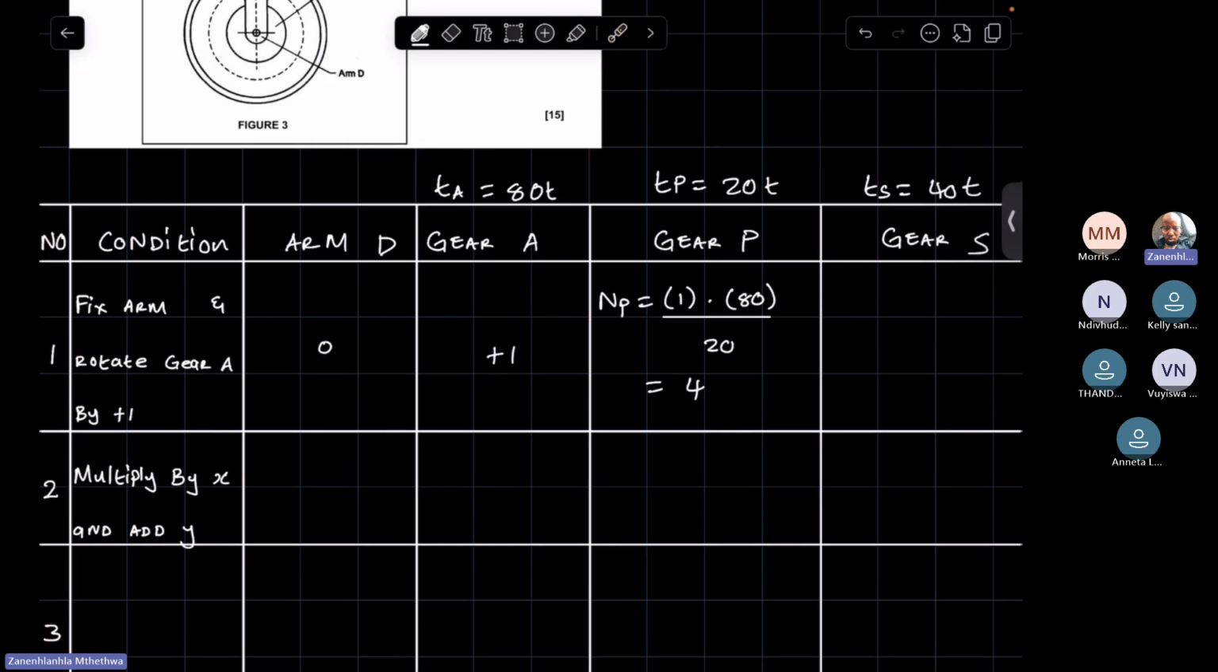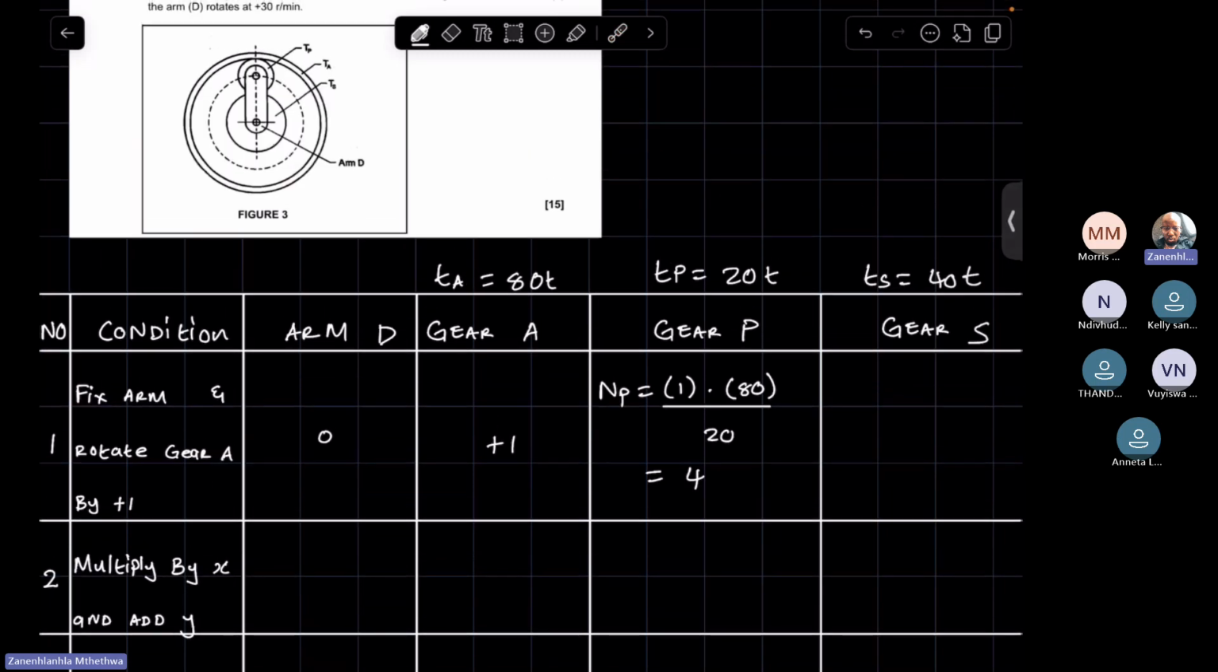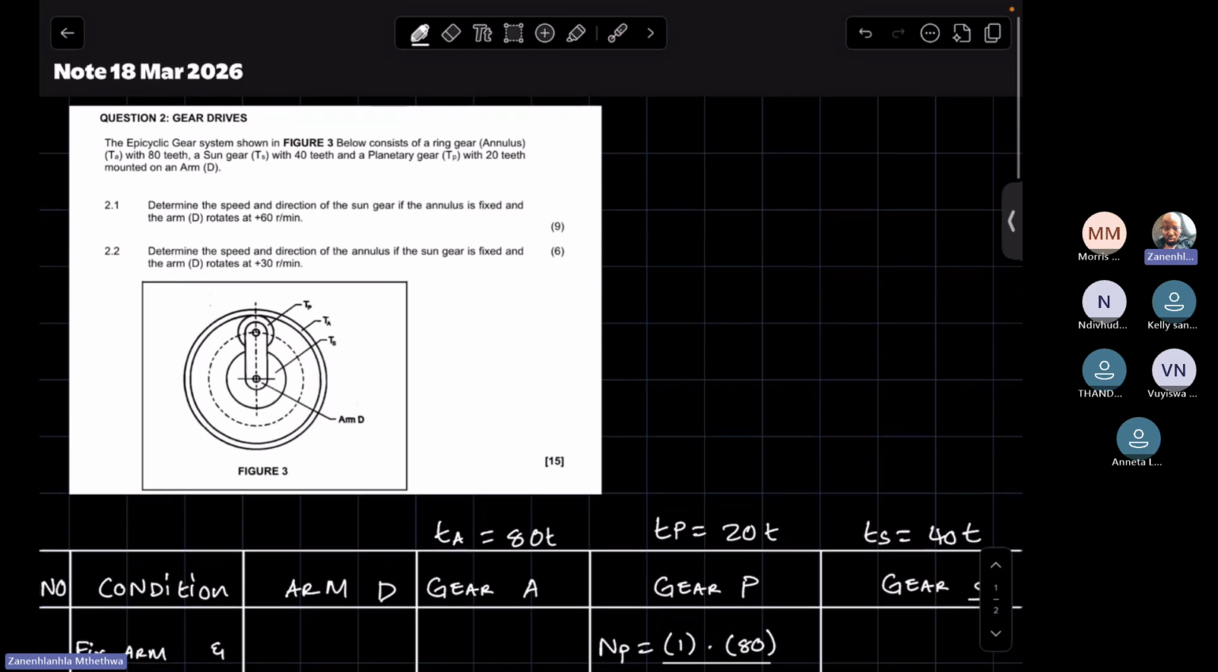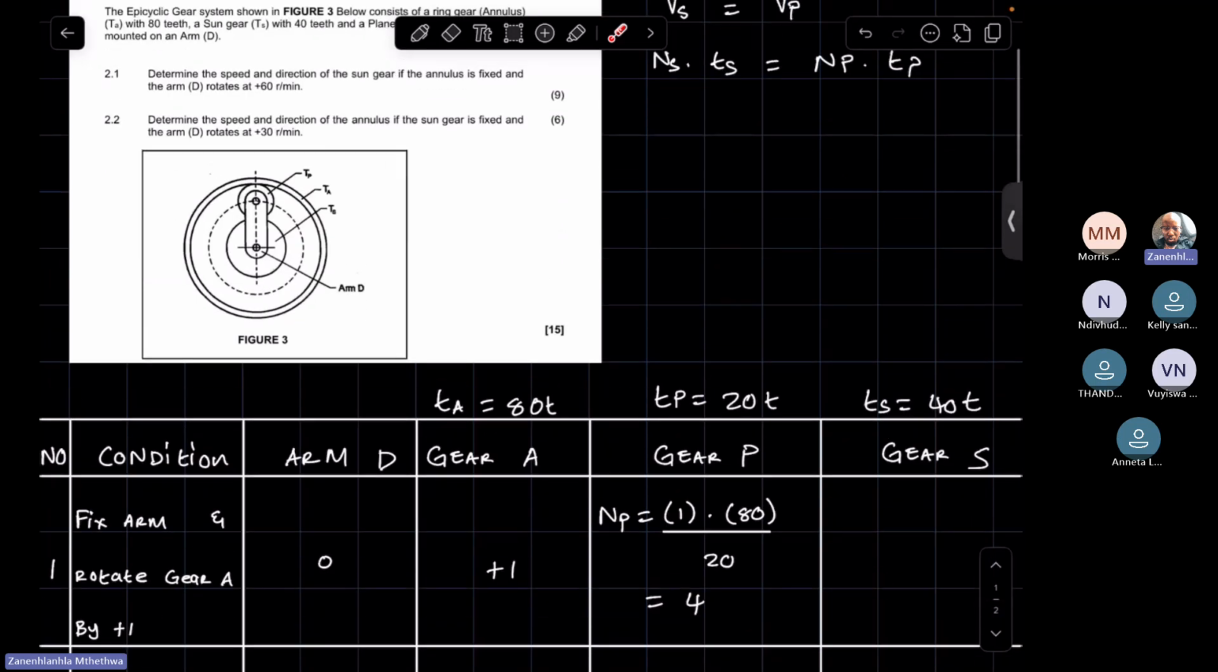So remember, the first thing you do is establish the relationship between the current gear you're looking at and the gear it meshes with. It meshes with gear P. The relationship there is that Vs, the circumferential velocity of the sun gear, is equal to the circumferential velocity of the planetary gear, which means Ns times Ts is equal to Np times Tp. This is the relationship established between the two. So the first guideline is done.